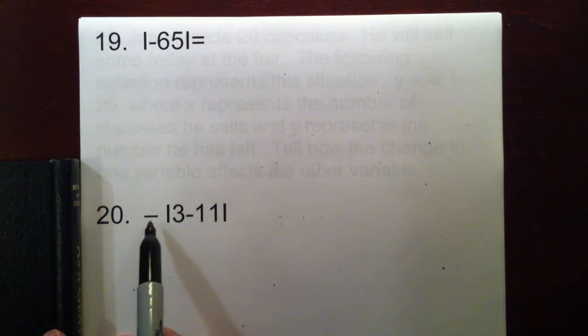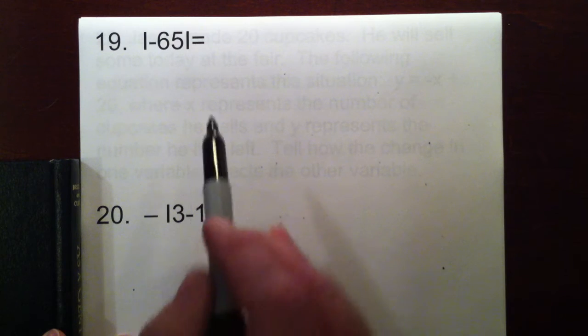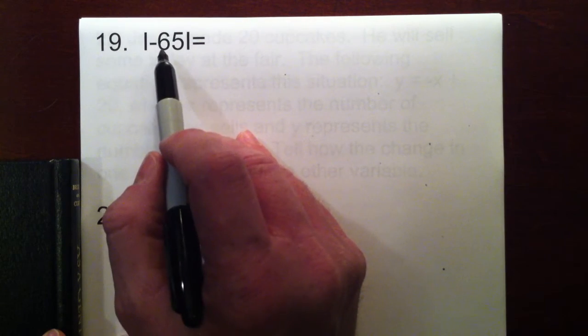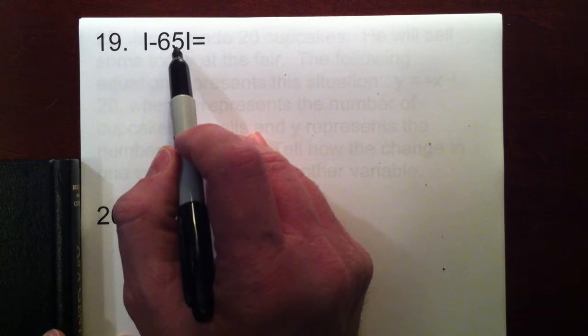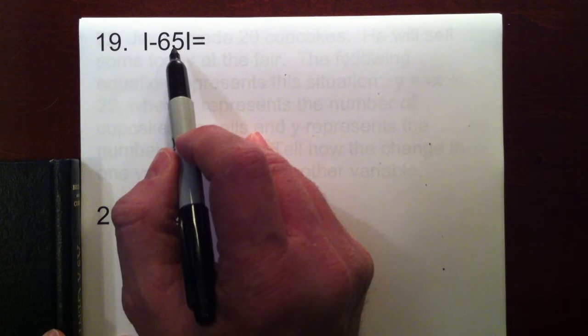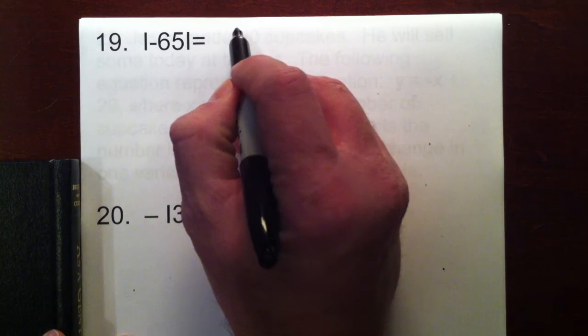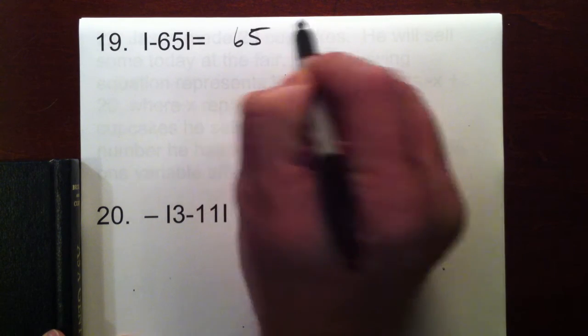Unless in this case we have a negative sign out front or an opposite sign out front. We'll get to that in just a second. So, negative 65 is exactly 65 units away from 0. Therefore, the answer is 65.